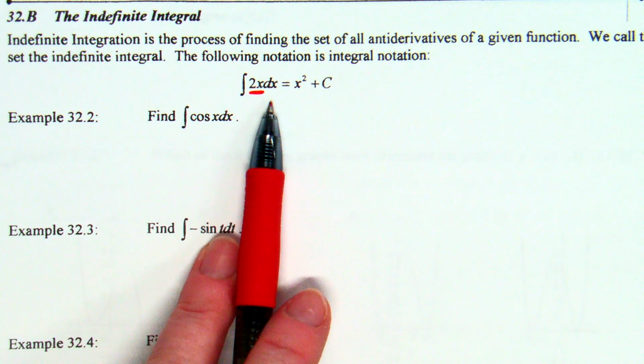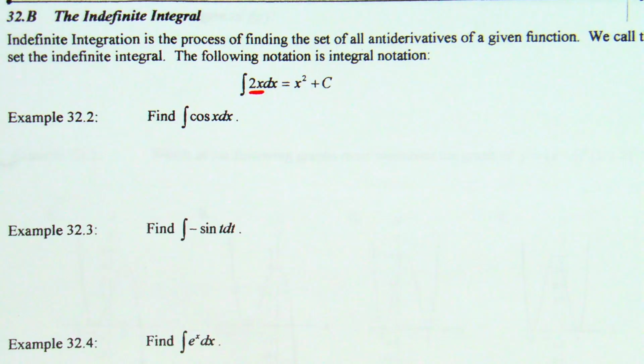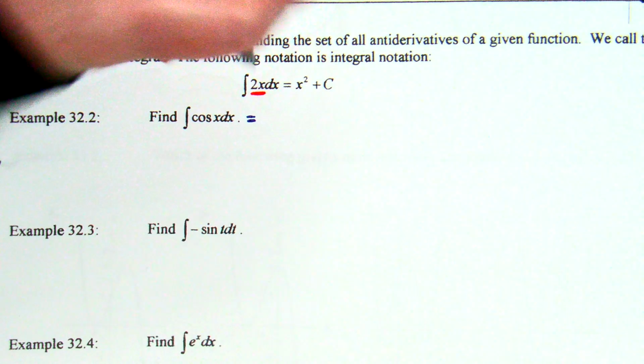So let's look at example 32.2 here. Find the integral of cosine x dx. She suggested sine x plus c. So now I've heard sine x and I've heard negative sine x. I said negative sine x.